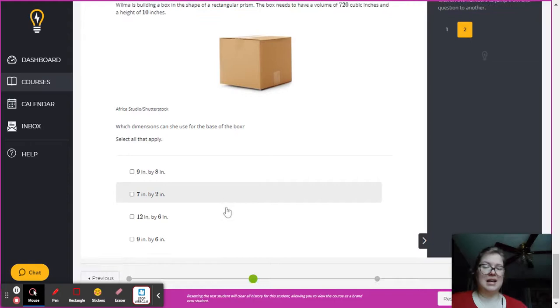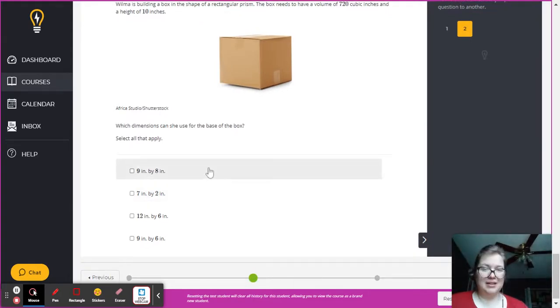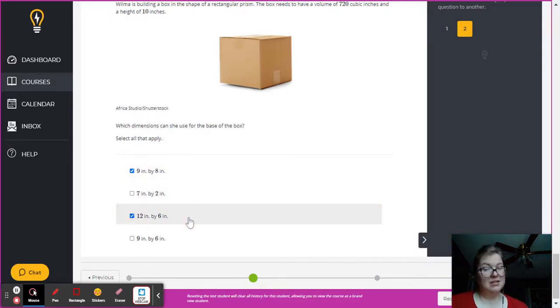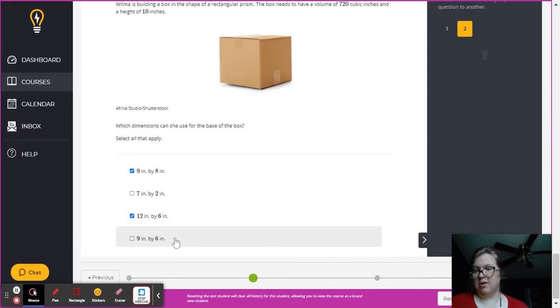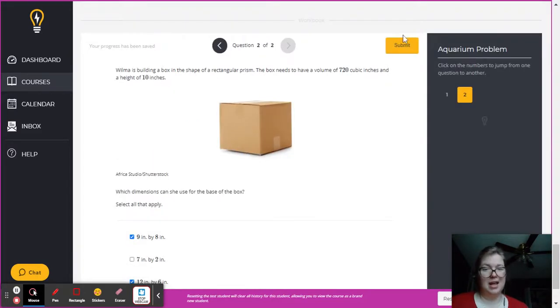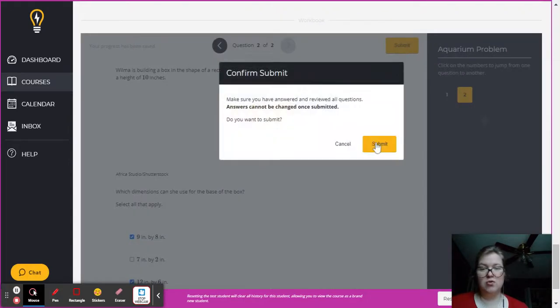So basically it's asking which of these could you multiply to get 72? Well, 9 multiplied by 8 is 72. 7 times 2 is 14. 12 multiplied by 6 is 72. And 9 multiplied by 6 is 54. So not those two, just those. And that's it. So that's 22.1.